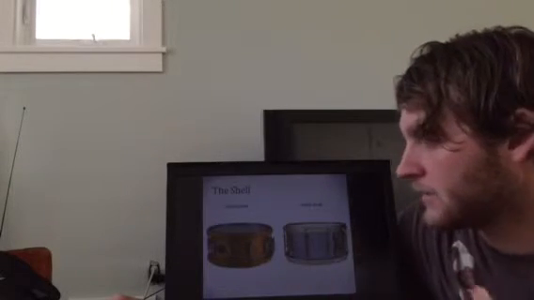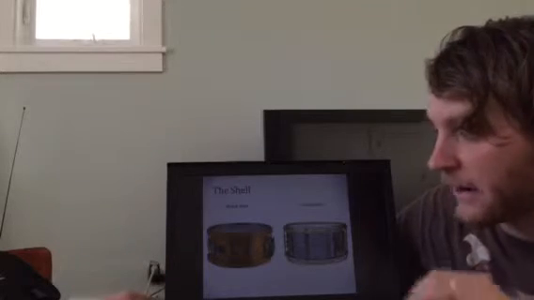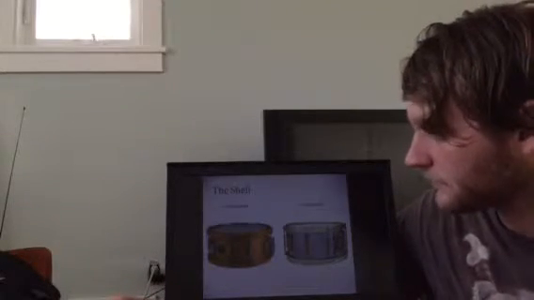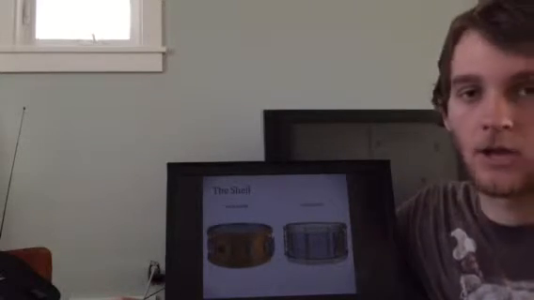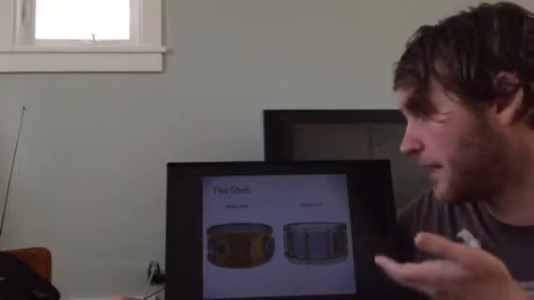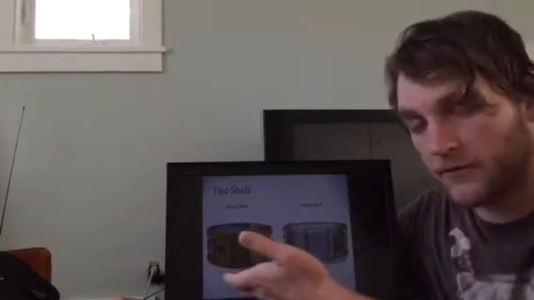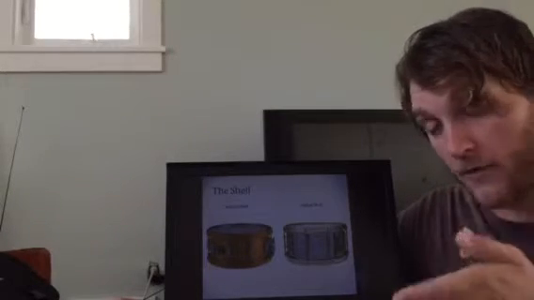Now the shell is the main body that wraps around. It's the drum that all these components are attached to. You can have a wood shell or a metal shell or a composite shell like fiberglass, but usually there's only two types, a wood and a metal. The wood is a softer, warmer sound. The metal is an aggressive, harder sound.